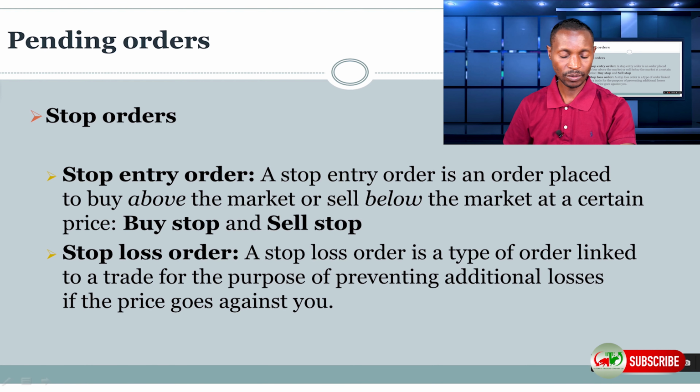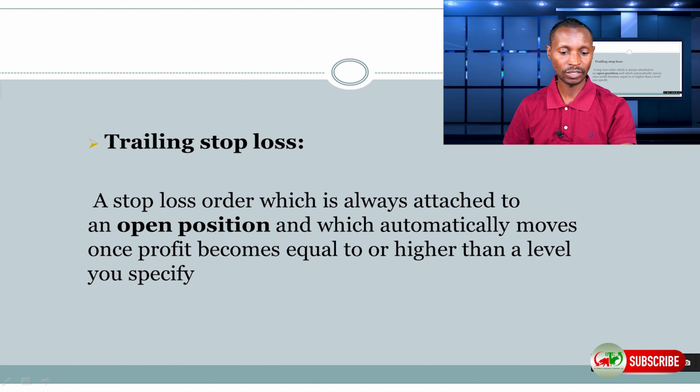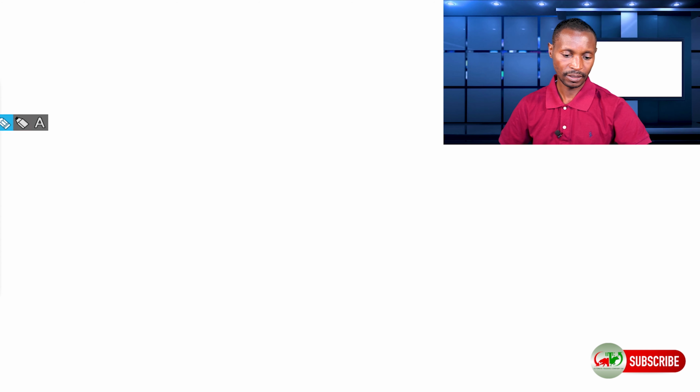Another type of order we have is what we call a trailing stop loss. It is an order which is attached to an open position, and which automatically moves with the profit when the trade becomes profitable. Let's also go through an example.